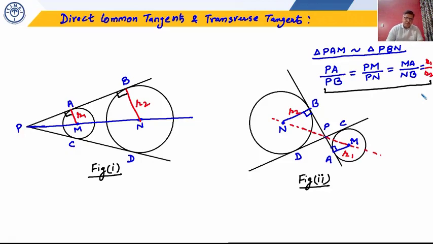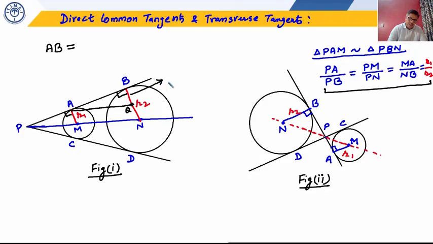Now point number 2, length of direct common tangent AB. AB is the length of direct common tangent. If you draw a parallel line like this, parallel to MN, it will look like this. If this point is, let's say, Q, can I say this triangle ABQ is a right angle triangle? And you want to calculate the length of AB.